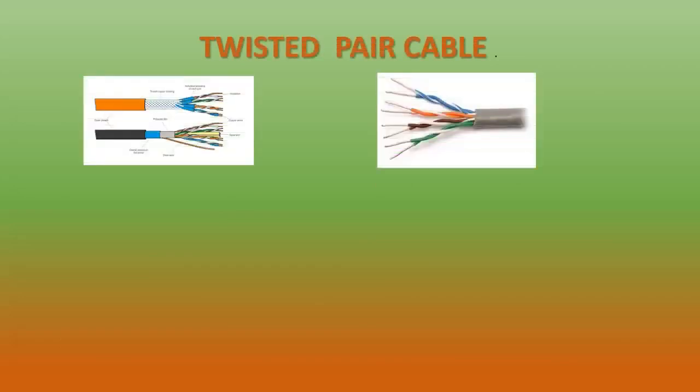In twisted pair cable, two insulated copper wires are twisted together to form a single wire. See, in this picture you can see two insulated copper wires. They are twisted together to form a single wire. Through this wire, data is transmitted. One wire is used to transmit the data and the other wire is used for ground reference.